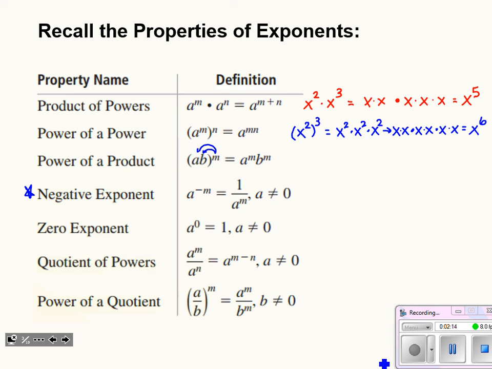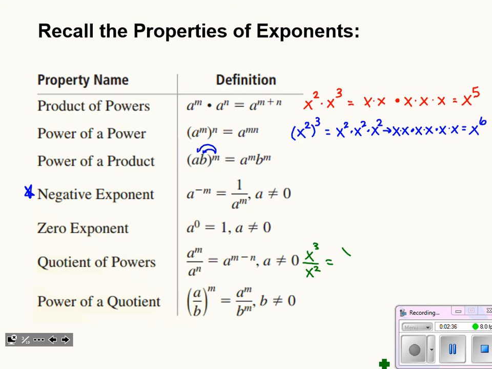Zero exponent, we've already seen that quite a bit. Anything to the 0 power is equal to 1. The quotient of powers, this just deals with division undoing multiplication. So let's say that we had x cubed divided by x squared. Again, two numbers with the same base and I'm dividing those numbers. Well, think about what that means.